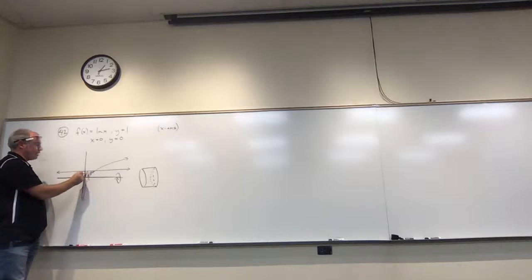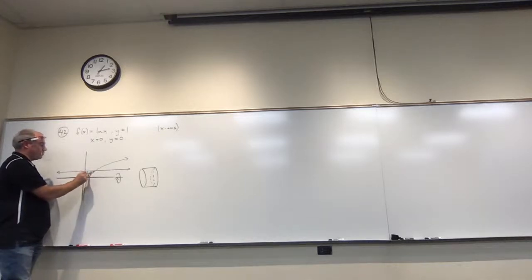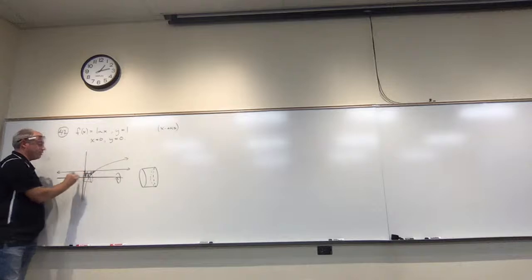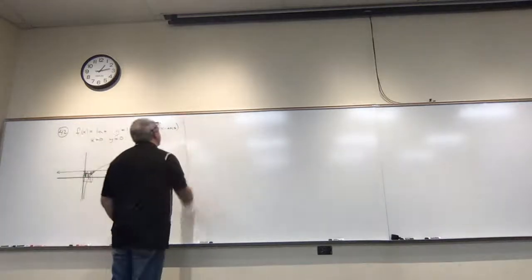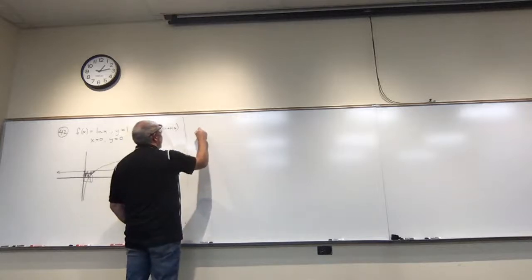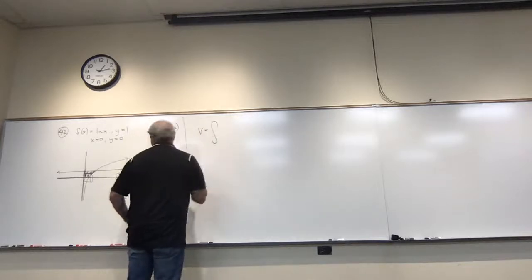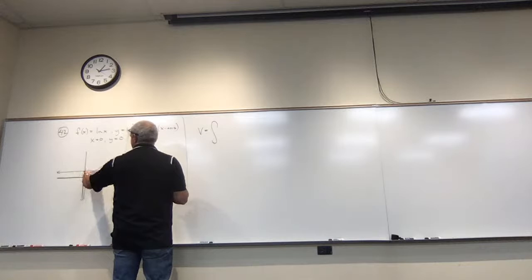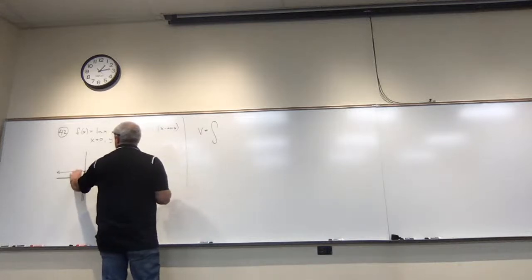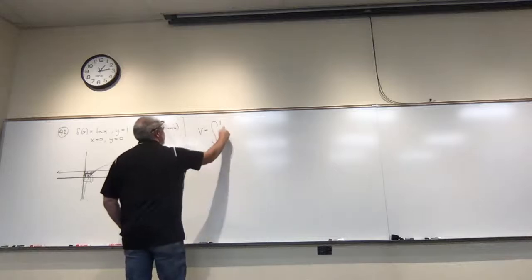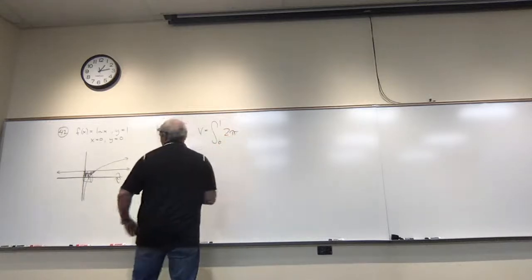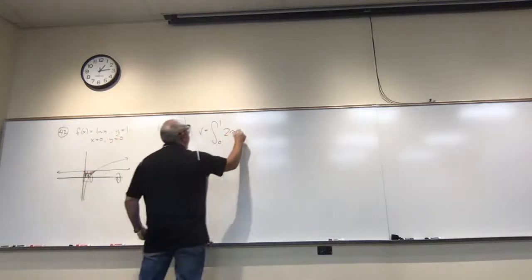But if I go shell method and I cut this way to make shells, then I just have a top function and a bottom function. That seems good. So let's do the shell method. So we want a volume is equal to integral. This is cutting the y-axis, so it's all going to be y stuff. So I'm going from 0 to 1 of 2 pi r, which in this case is y.